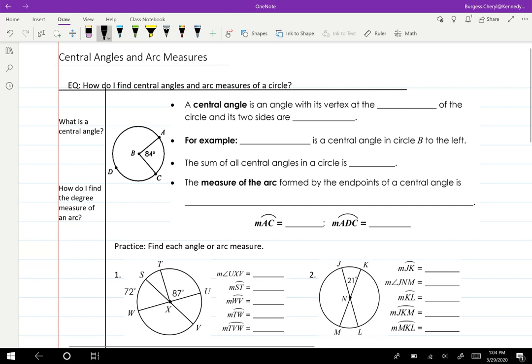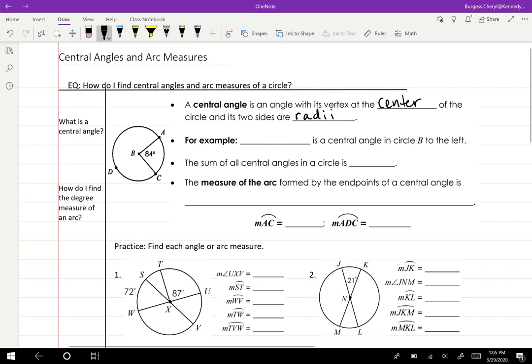Well, a central angle is an angle with its vertex at the center of the circle, and the two sides are radii. And I am pronouncing radii correctly. The lady on the previous video was incorrect. And if you don't believe me, look it up on Google.